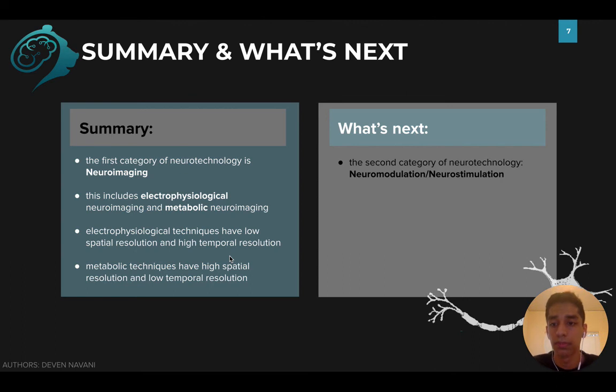So in summary, the first category of neurotechnology is neuroimaging. This includes electrophysiological neuroimaging and metabolic neuroimaging. Electrophysiological techniques have low spatial resolution and high temporal resolution. That's because they are measuring the brain activity directly, but at the same time, electrodes are placed on the scalp and it's hard to pinpoint where the activity is coming from. On the other hand, metabolic techniques have high spatial resolution but low temporal resolution. In the next lesson, we'll be covering the second category of neurotechnology, neuromodulation and neurostimulation.